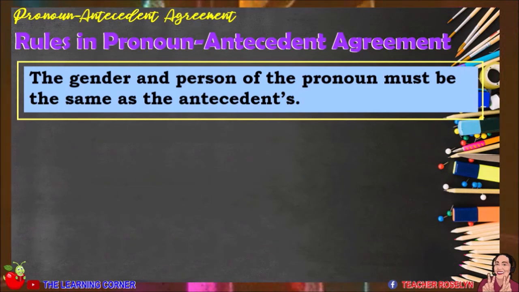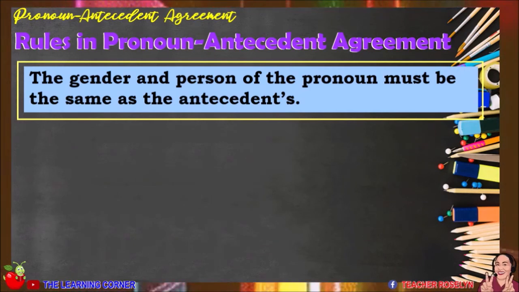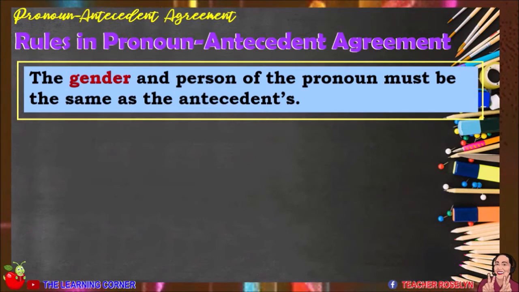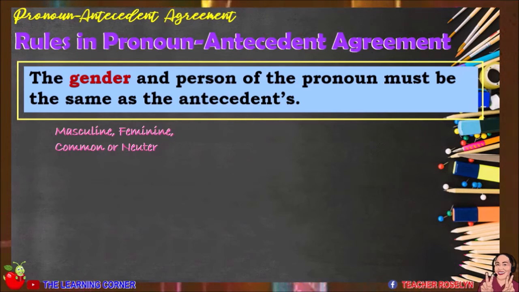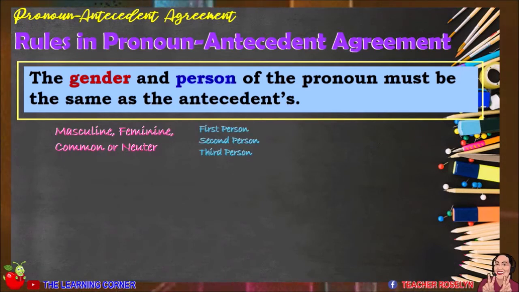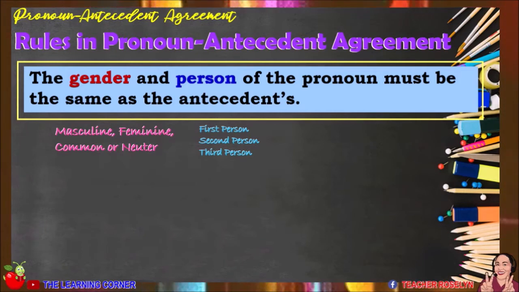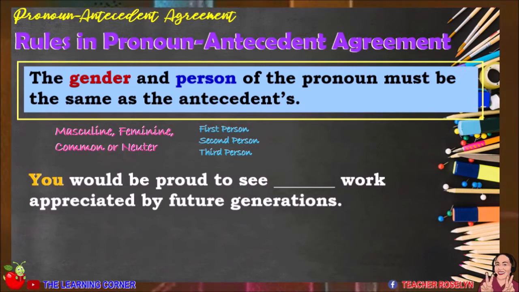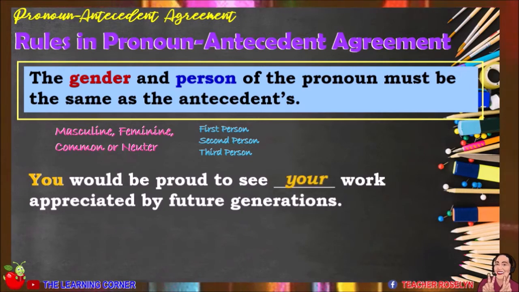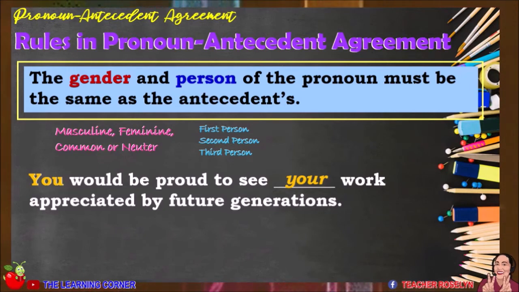The gender and person of the pronoun must be the same as the antecedents. Gender refers to whether the noun is masculine, feminine, common, or neuter, while person means whether it is in first person, second person, or third person. For example, in this sentence, the subject you is in the second person. That's why we will use the pronoun your. You would be proud to see your work appreciated by future generations.